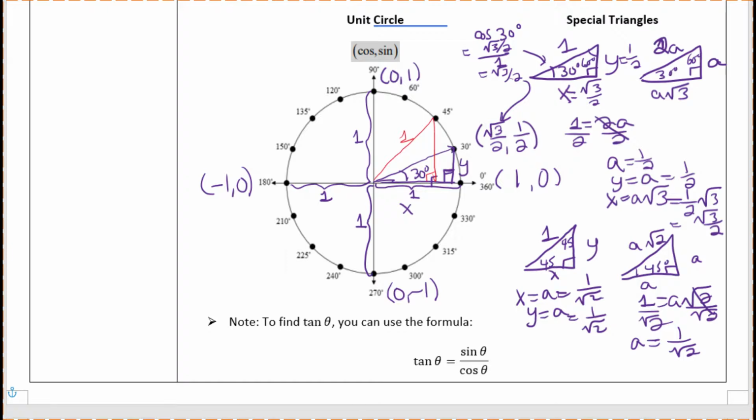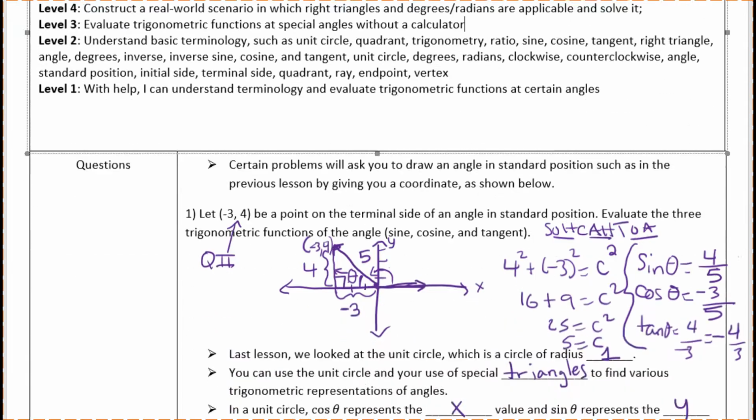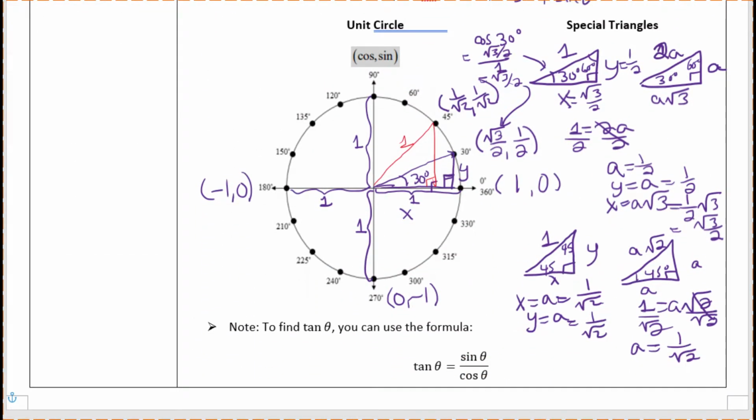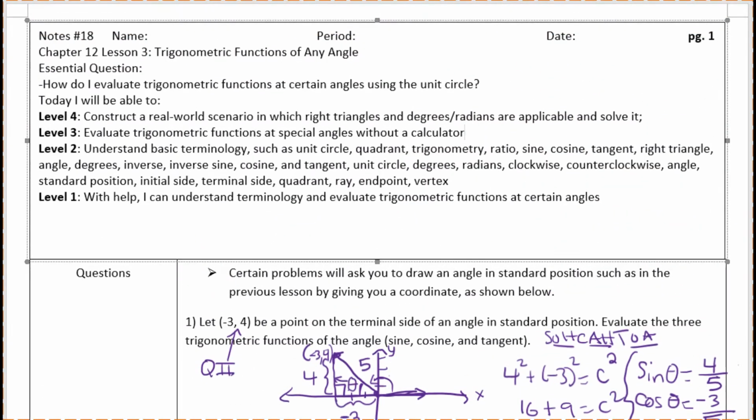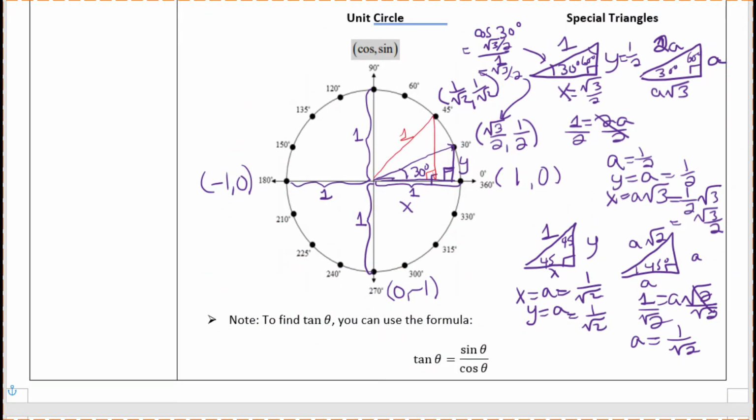Alright, so x is 1 over square root of 2, and y is 1 over square root of 2. So for this guy, we have 1 over square root of 2, 1 over square root of 2. Let me give myself some room for the 0, 1. So I'll label that up here, 0, 1.